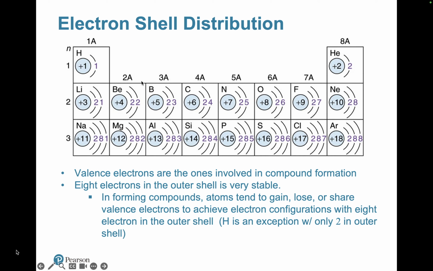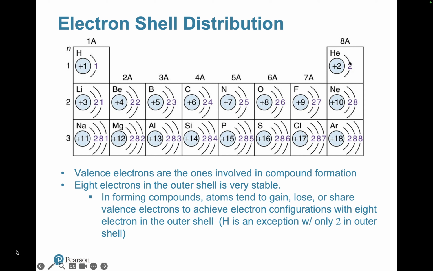Everything that's in group 2 has 2 electrons in their outer shell, okay? Group 3, 3 electrons in their outer shell. 4, 4 electrons. 5, 6, 7, and 8, and so on. The only exception to this is hydrogen and helium. Helium, because helium only has 2 electrons, and so that's why it doesn't have even enough to get to 8. But even then, its outer shell has 2.